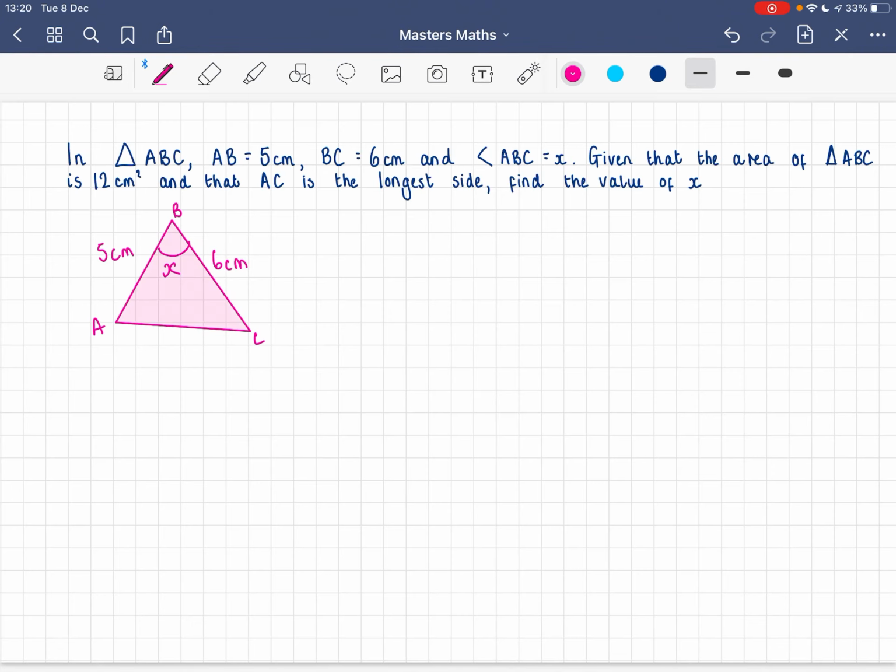Join it up to make a triangle. And AC would be our longest side. Given that the area is 12, find the value of X. So I'm going to put everything I know into the formula.